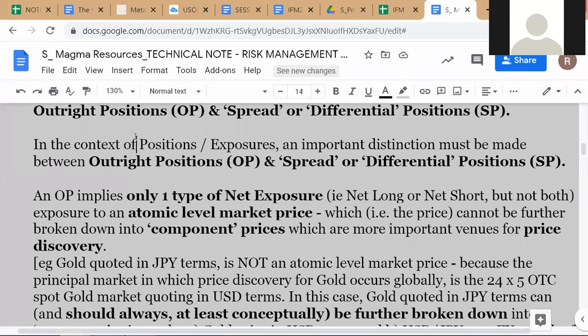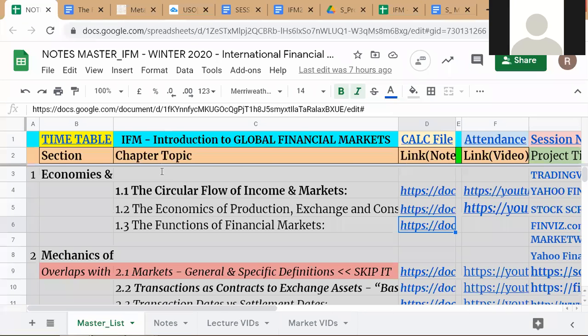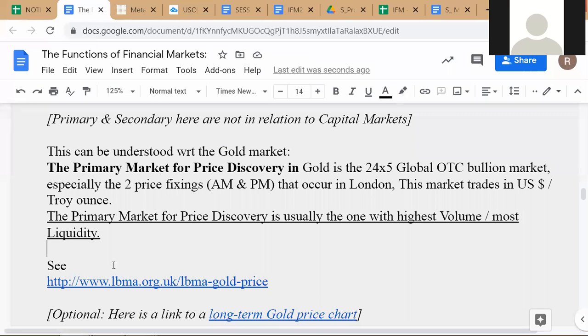Okay, we'll come back to risk books. When you're dealing with any kind of management of risk books, which is either a speculative book or a hedge book, you have to think like this: you always want to be trading in the most liquid market. So you want to always be aware of which is the primary market for price discovery.